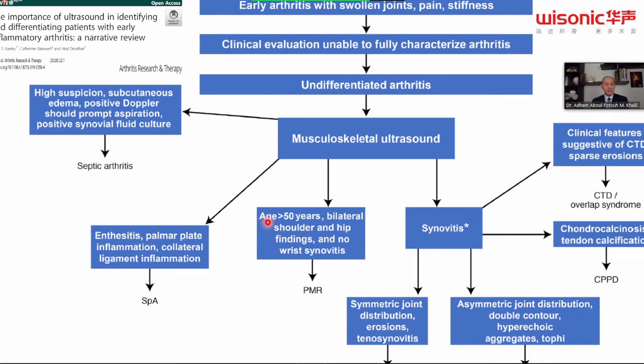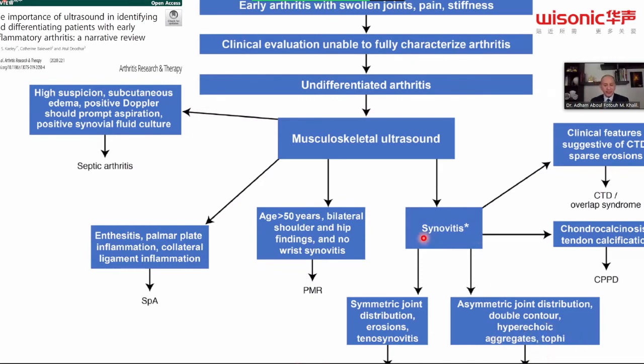What about a patient that is not young, probably above 50, maybe above 55 as well, with bilateral shoulder involvement with subacromial subdeltoid bursitis and probably biceps tenosynovitis, and then a hip affection and no wrist affection earlier? This can take you to polymyalgia rheumatica. What about detected synovitis in some joints? Is it a symmetric distribution with erosion and tenosynovitis? They will take you to rheumatoid arthritis. Is it asymmetric, or probably with less synovitis and more double contour and more crystal aggregates, or probably seeing a tophus? This will take you to gout.